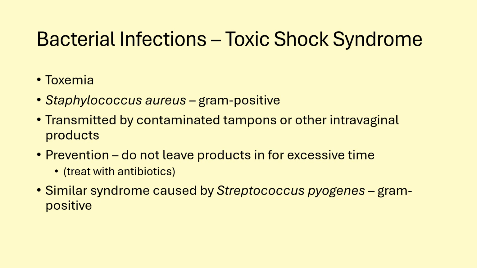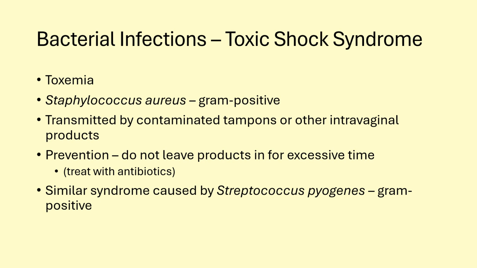So let's get started. Once again, we're starting with the bacterial infections. Toxic shock syndrome. This causes a toxemia. In this particular case, it is caused by Staphylococcus aureus, which is a gram-positive bacteria. One of the ways it is transmitted is by contaminated tampons or some other intravaginal product. Prevention: don't leave products in the vagina for an excessive time period. If an individual gets this, it can be treated with antibiotics.